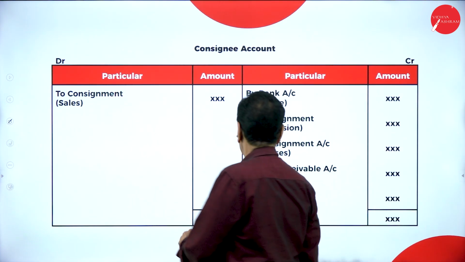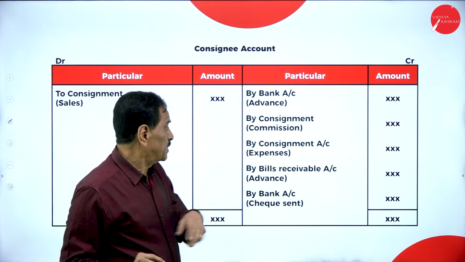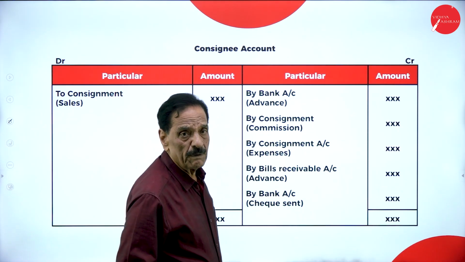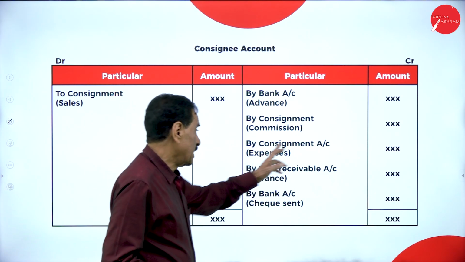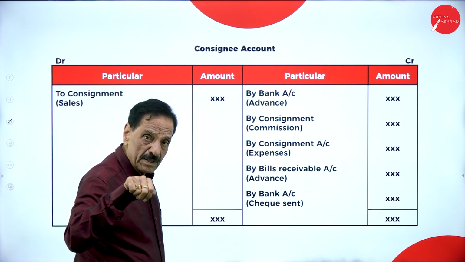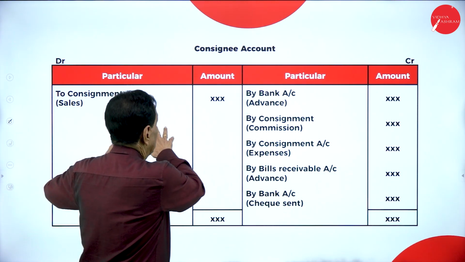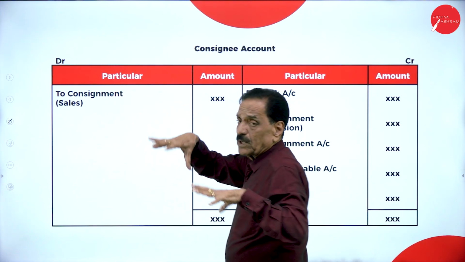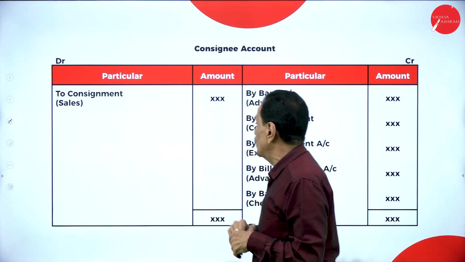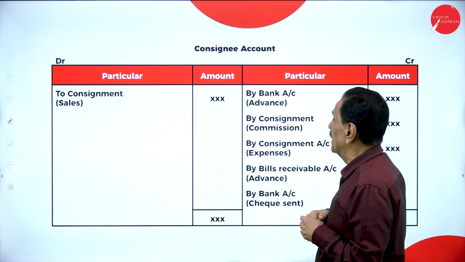Consignee account. By bank, advance given by the consignee to consignor is an advance. Commission due to consignee. By consignment, expenses due to consignee. If they had given the advance in the form of a bill, by bills receivable, advance, then he will make the sale. The sale amount lies with the consignee. So out of the sale amount, he will deduct his advance. He won't send the amount to the consignor.